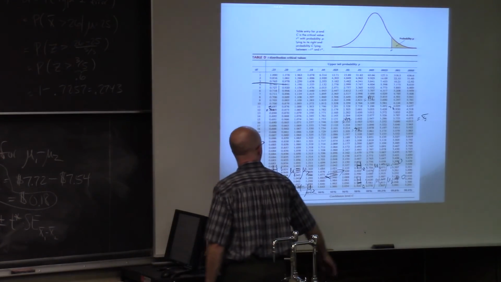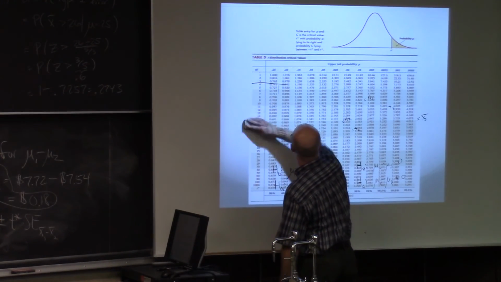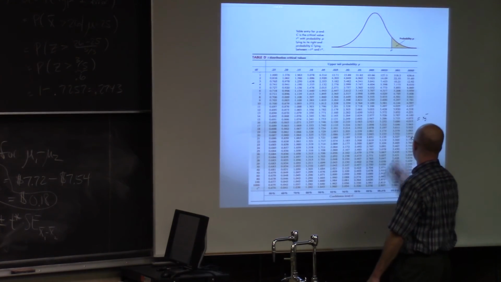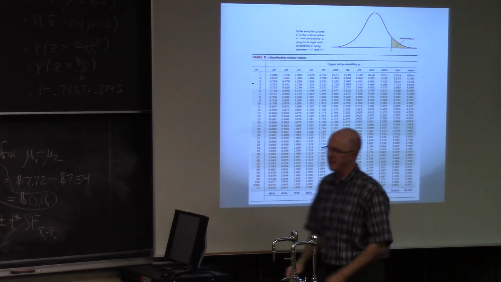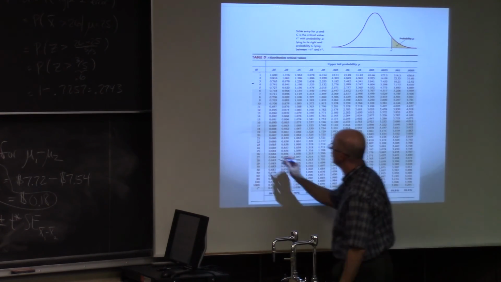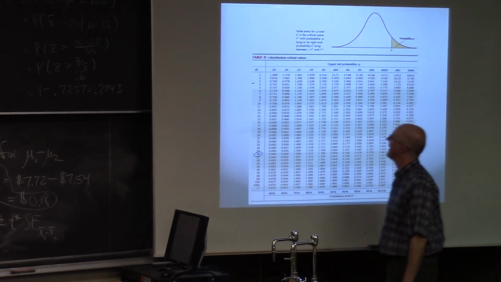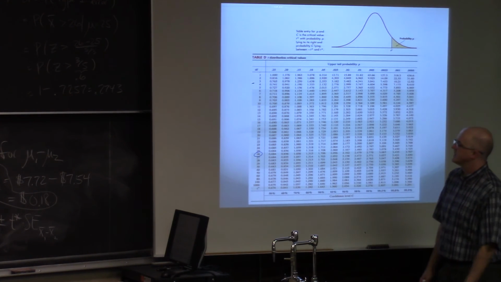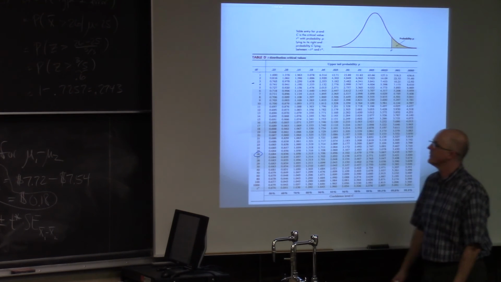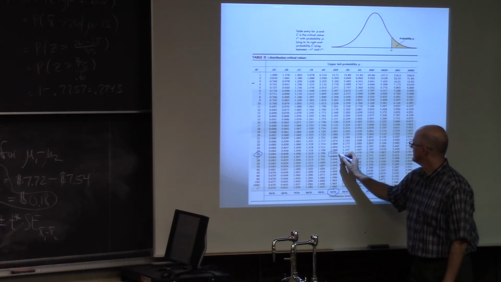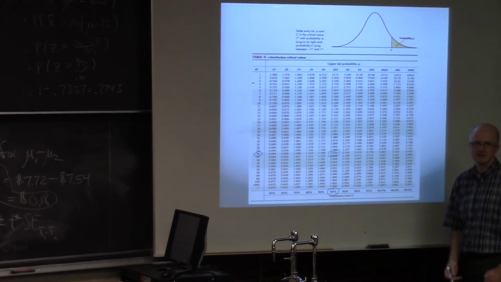We're almost done. Probably won't finish the calculation here, but we'll talk about what to do. So 26 degrees of freedom, right there. So the T star we need for 95% confidence is right here, 2.056.